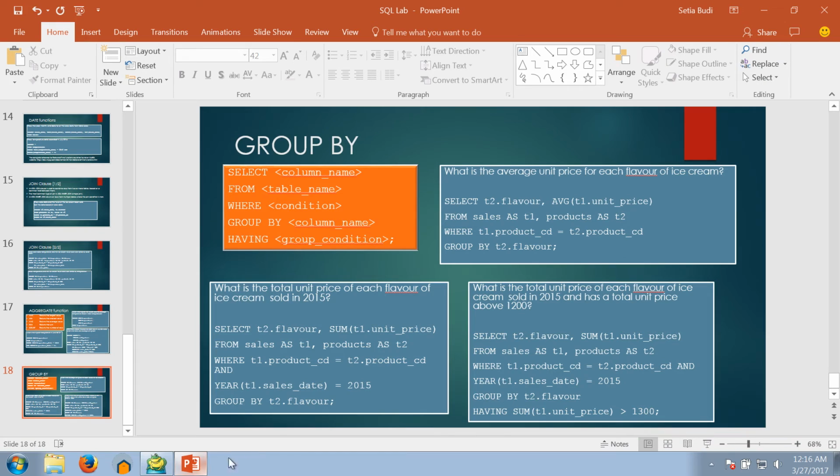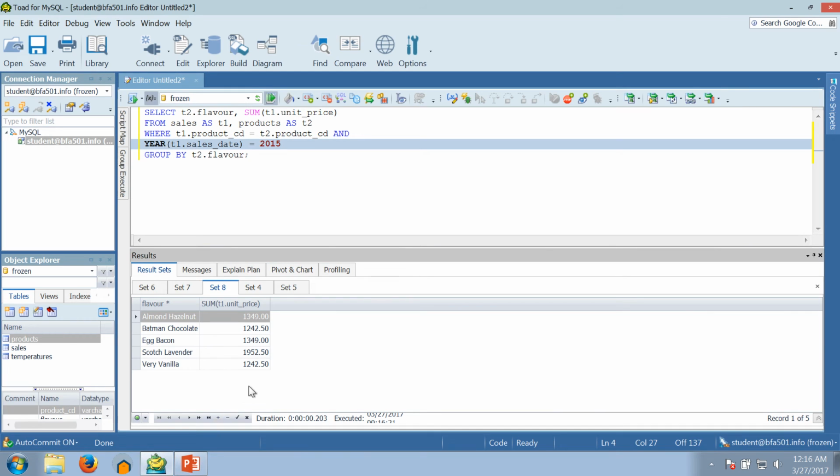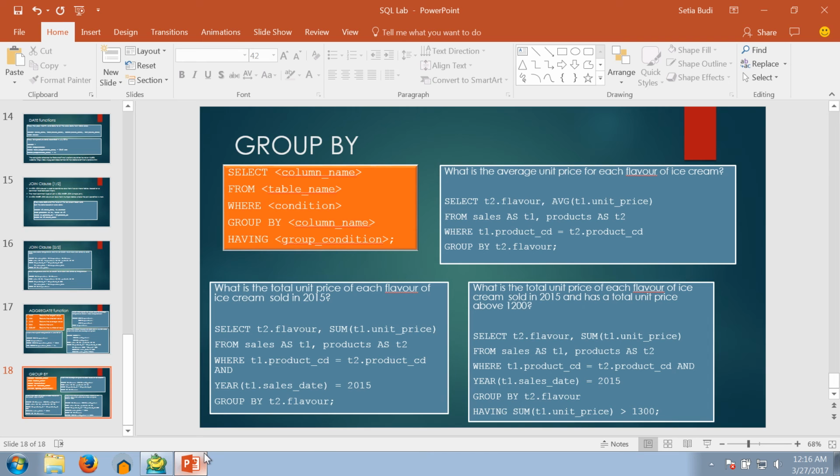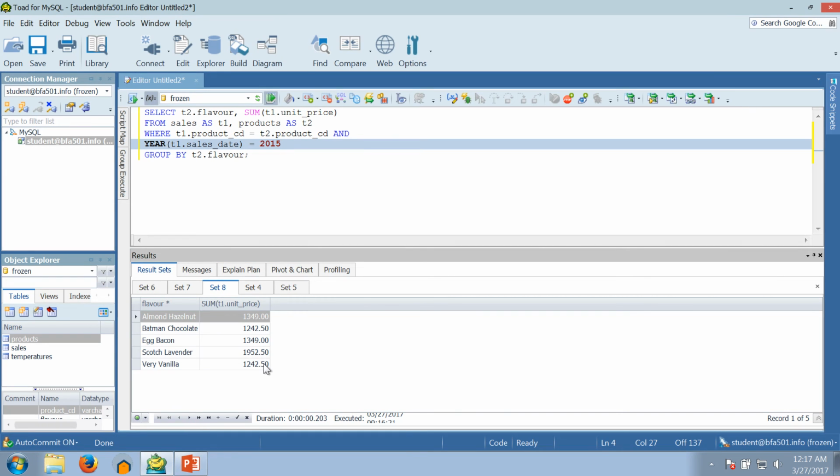So in this case we only want to see the ones that have a total unit price above 1200. I think this is not a good case study because everyone is already above 1200 here. Let's make it above 1300. Oh, sorry, I need to change this one. It's supposed to be above 1300, not above 1200. So, sorry, my mistake. So above 1300, it means that we only want to show the data of almond hazelnut, egg bacon and Scott lavender. It means that Batman chocolate and very vanilla will not be included.